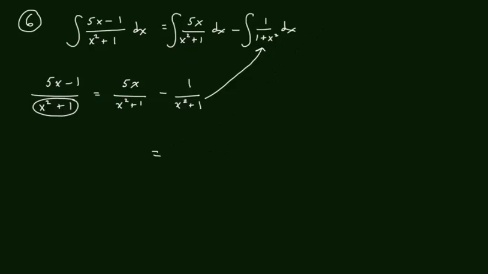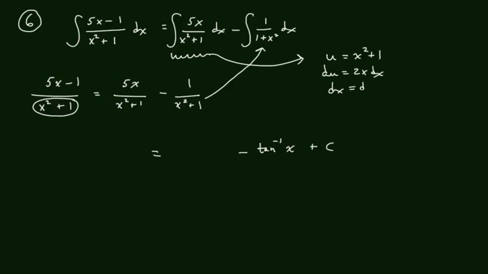So the second one is easier. Inverse tangent of x plus c. The first one actually is really easy, but don't get confused here. Don't forget what we've learned in the past. u equals x squared plus 1. du is 2x dx. And dx is equal to du over 2x.